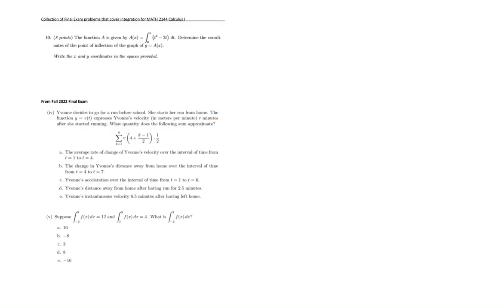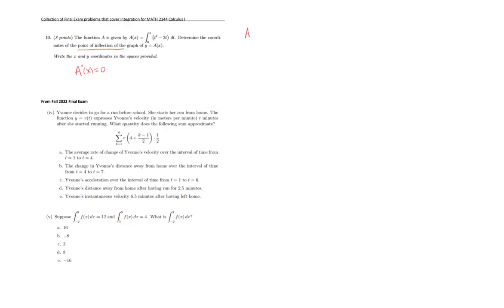So this says the function A is given by that, so it's an accumulation function. Determine the coordinates of the point of inflection of the graph of A of x. So if I want to find something about the point of inflection, I want to figure out when A double prime of x is equal to 0.